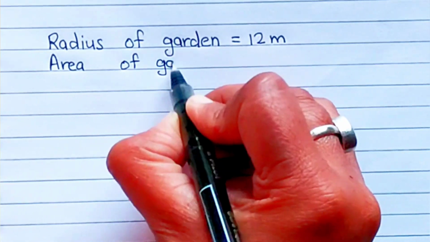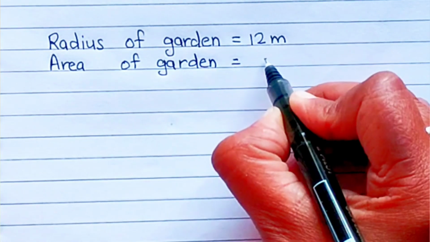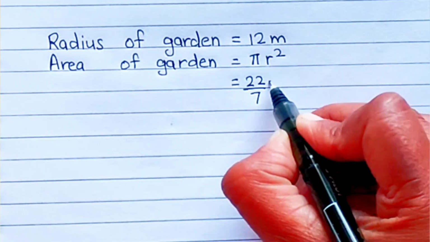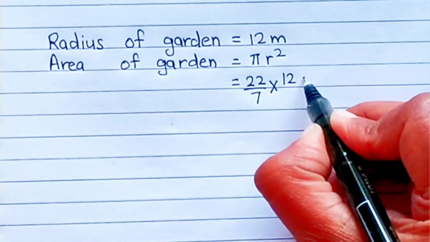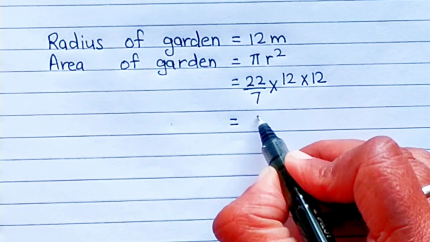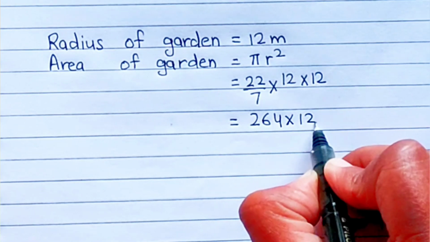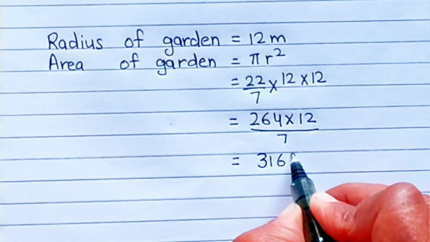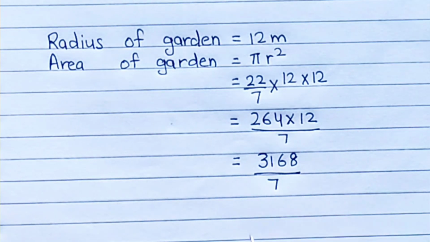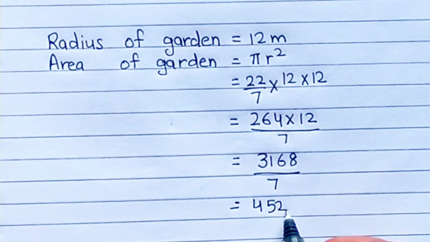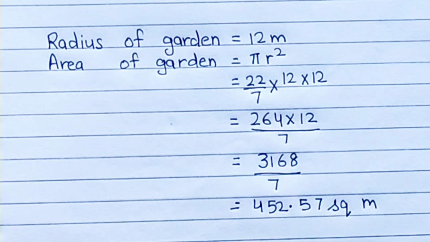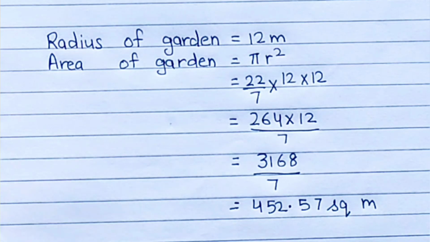And the formula to calculate area is pi r square. Value of pi is 22 by 7 and value of r is 12. 12 multiplied by 12. 22 multiplied by 12 is 264 and multiplied by 12 again is equal to 3168 divided by 7, which is equal to 452.57 square meters. So 452.57 square meter area will be covered with grass.